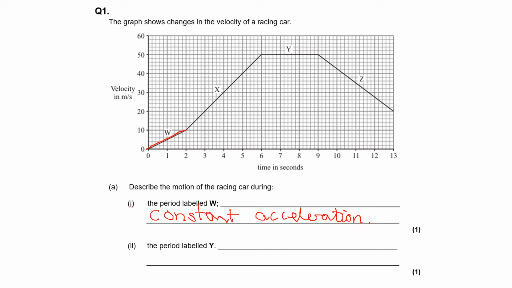Then it asks us to say what's going on in period Y. Be very careful here, this isn't stationary. We're at a constant velocity of 50 meters per second. So we need to say constant velocity.